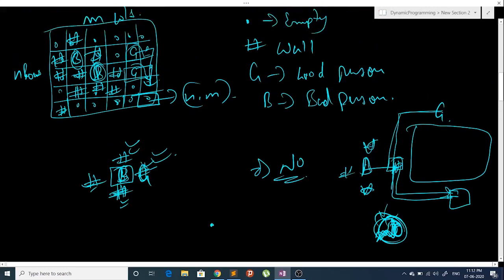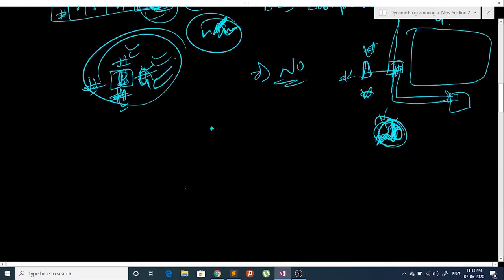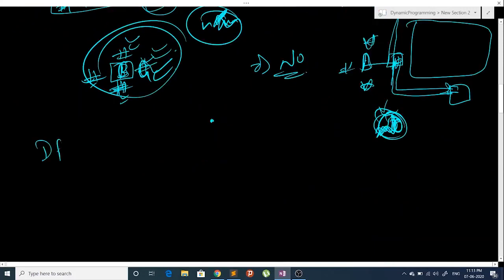Now this is easy, you can do this on your own, that you can block all the bad persons. How can I check if all the good persons can reach the destination in n into m complexity? So I can do this using DFS. Now how will my DFS work? So my DFS function is like this. Here I'll have row number and column number.